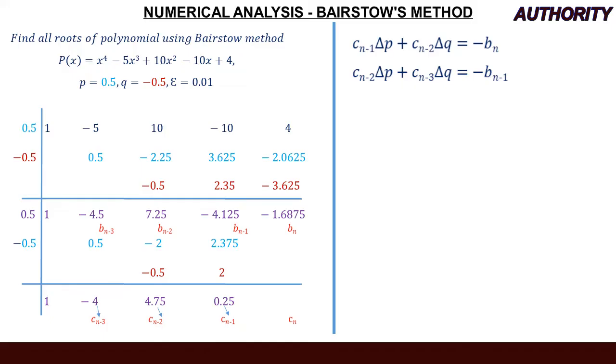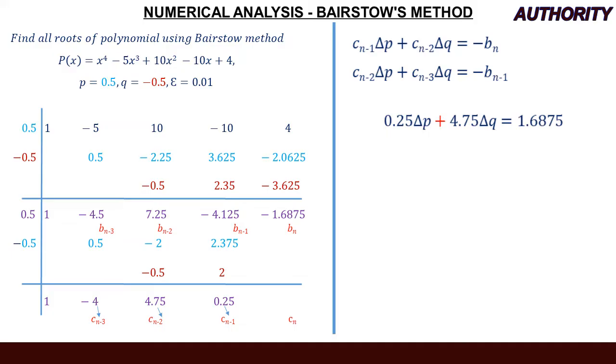From the table, what is Cn minus 1? Cn minus 1 is 0.25. So we have 0.25 delta P, alright? Plus, what is Cn minus 2? Cn minus 2 is 4.75. So here we have 4.75 delta Q is equal to minus Bn. What is Bn? Bn is minus 1.6875. So minus is going to give you positive, so we're going to have 1.6875. This is equation 1.